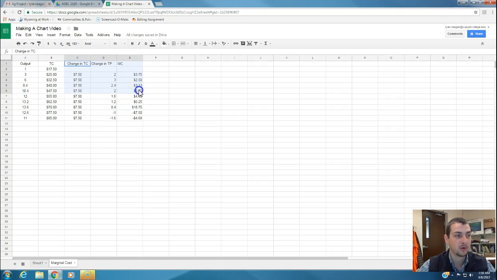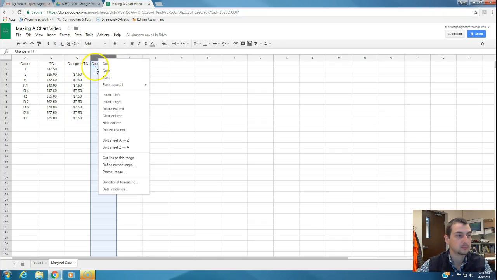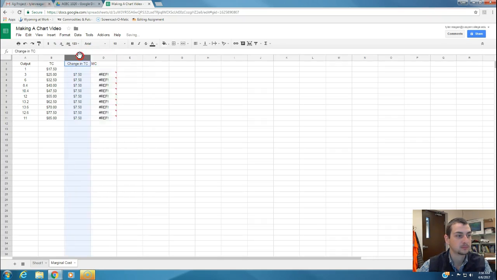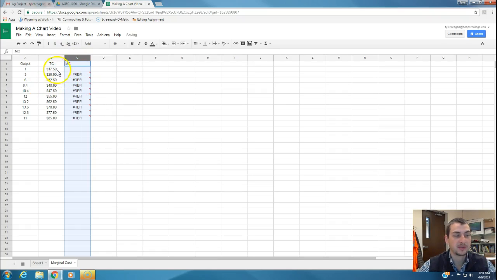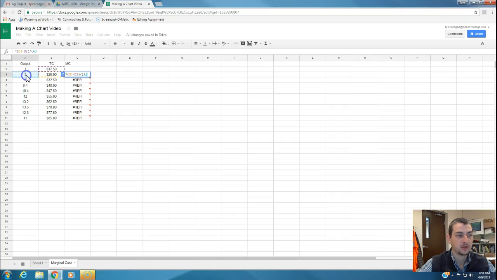Whenever you're calculating marginal cost, we get rid of these two columns, and now we're going to be left with, say, marginal cost is the next one in line. What you can do is say equals, open parenthesis, this new total cost minus the old total cost, divided by the new output minus the old output.